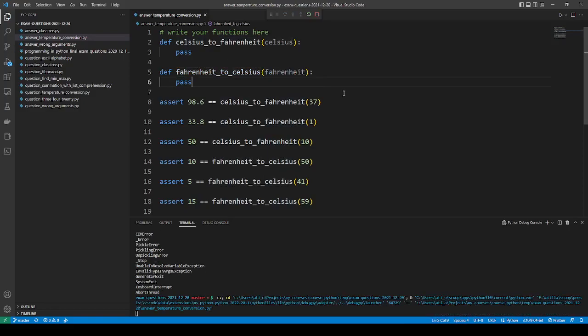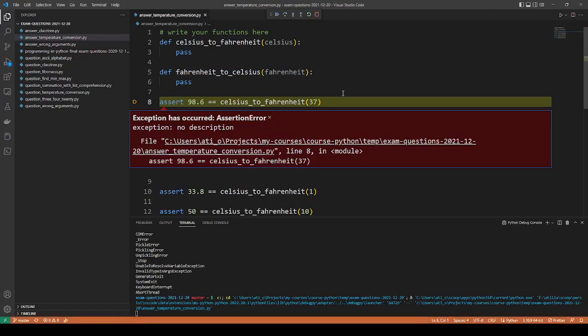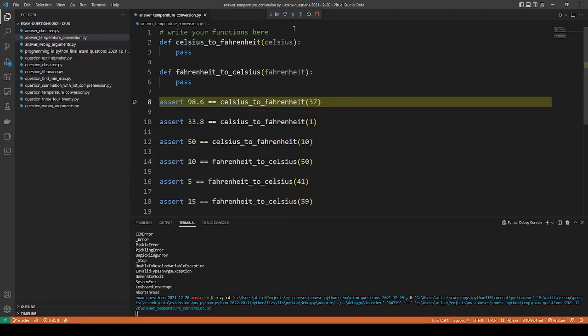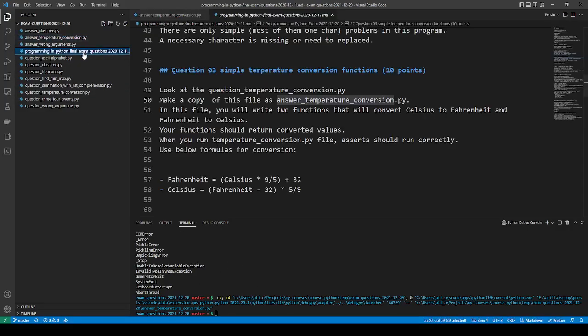If I run this right now, I should get these assertion errors, since I am not returning anything. Here I need to return a value. And what does it say in my question? Yeah, it is Fahrenheit to Celsius, this one.